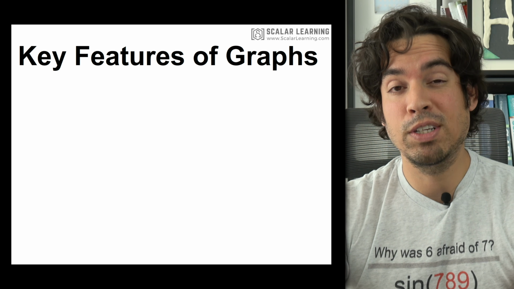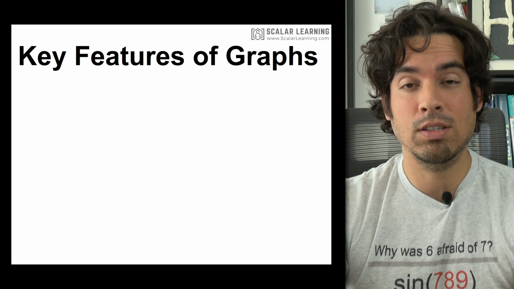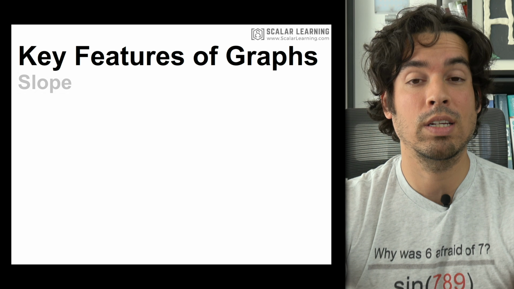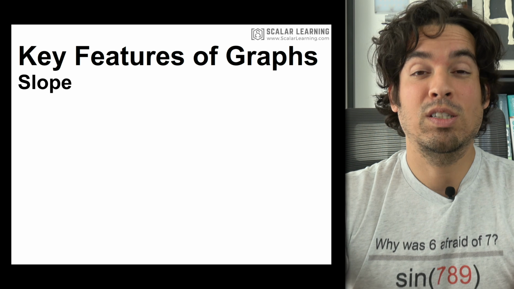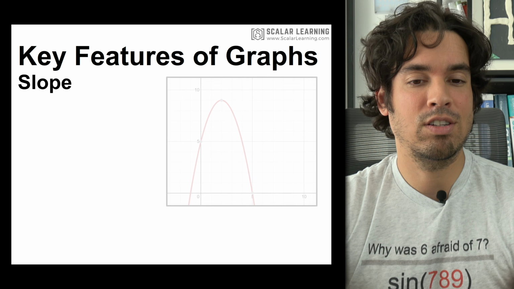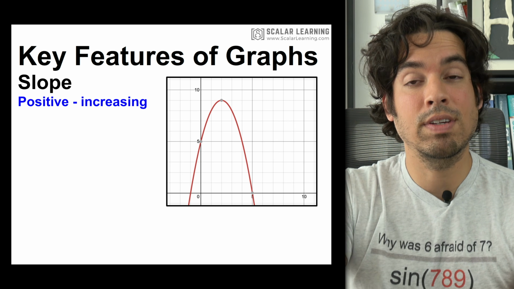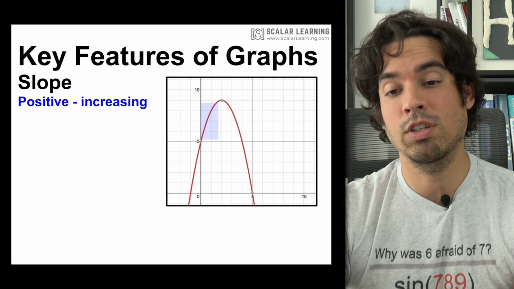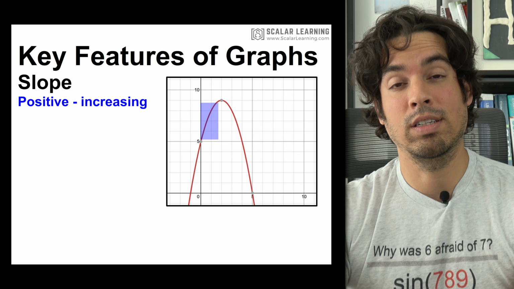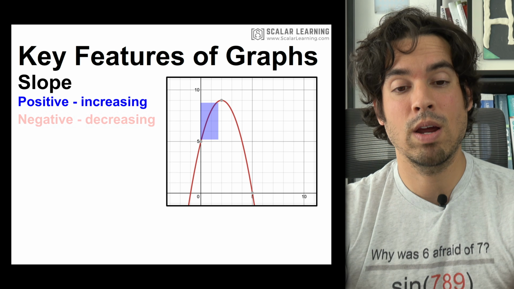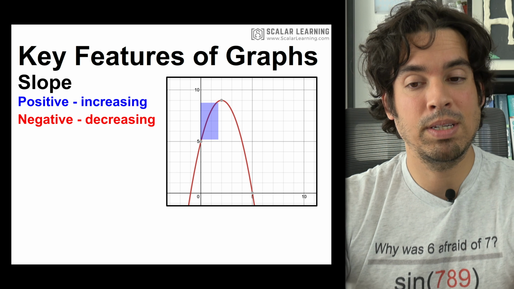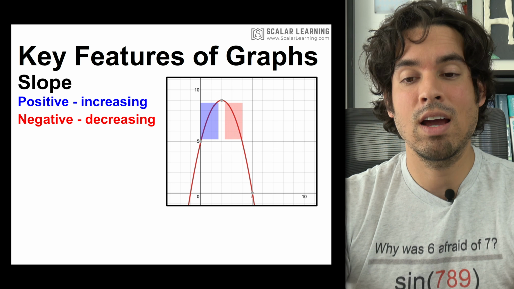Next, we have key features of graphs. So I want to talk again about some of the most important features of graphs so you can answer these questions pretty easily. So when we talk about slope, we want to break that into two categories, right? So slope in this case, when it's positive, is increasing. And to give you an example, here's a chunk where it is increasing. It's going up from left to the right. And then it can also conversely be decreasing, where it's kind of going down from left to right.